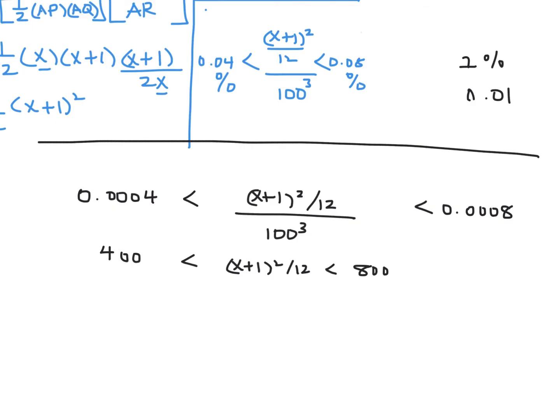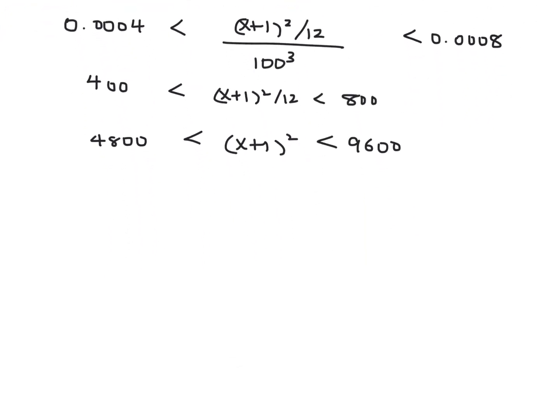Now let's multiply through by 12 to get rid of that 12. And when you do, this becomes 4,800. And this becomes 9,600. And then the x plus 1 is all that's remained. And then now let's take the square root of everything so that this just becomes x plus 1. And then that would be approximately 69.2.